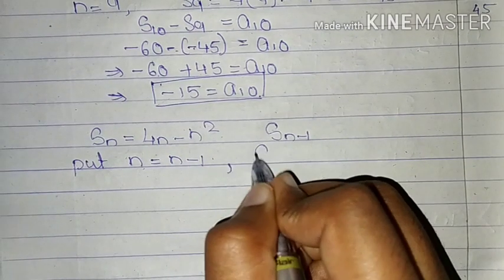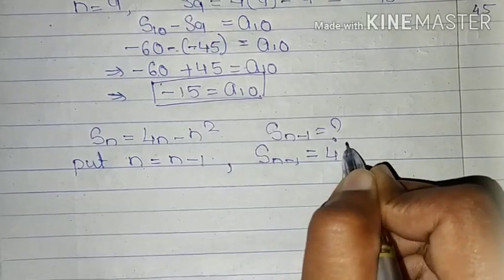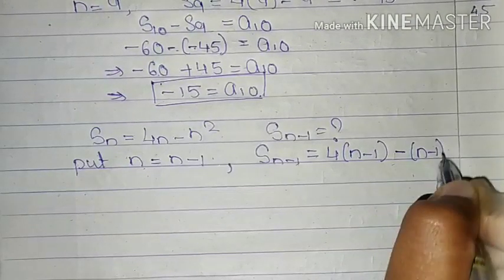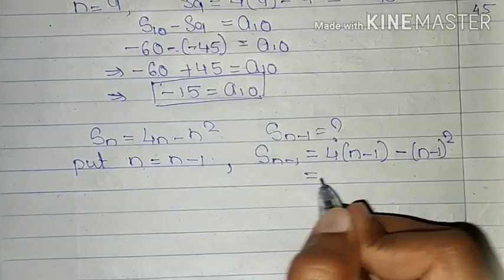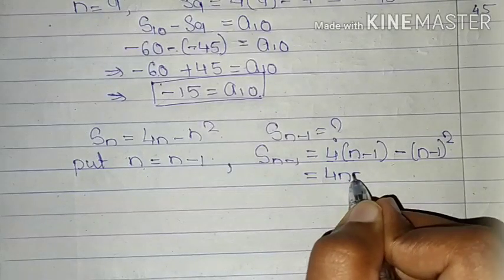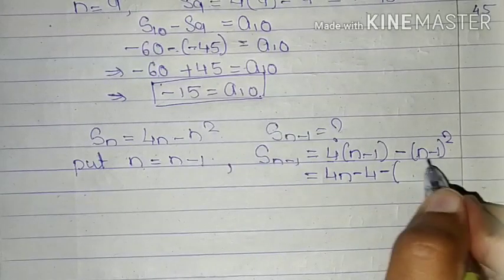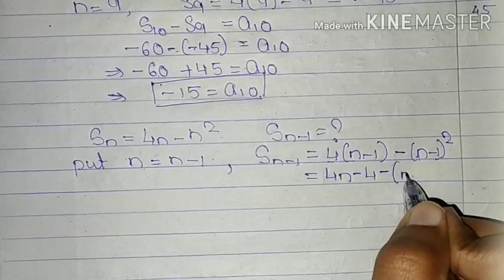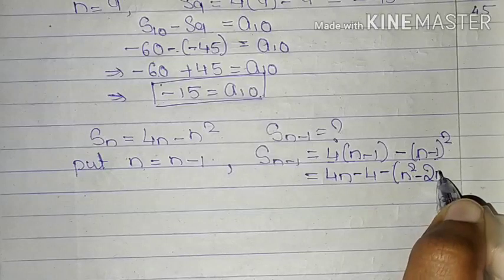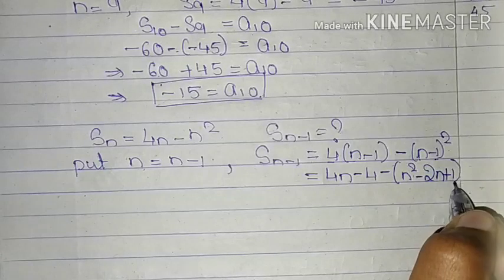What will we get here? Sn minus 1 is equal to 4 into, replace n by n minus 1, minus n minus 1 whole square. So now let's simplify them. Using the distributive law, 4 into n, 4n, minus 4 into 1, 4, minus into brackets, this is of the form a minus b whole square, which will be nothing but a square, that is n square, minus 2ab, that is 2 into n into 1, 2n, plus b square, that is 1, because 1 square is 1.